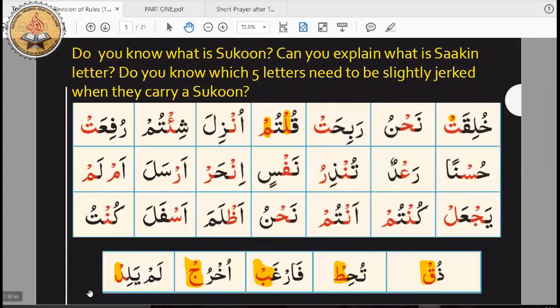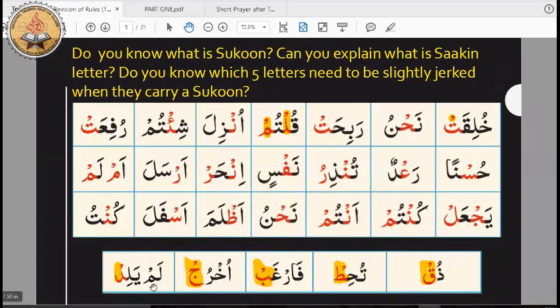Now again, there are two sakin letters over here, Mim and Dal. Mim has sukoon, Dal also has sukoon, but Dal is one of the five letters of the kalkala rule. That's why when we join the lam to the Dal, we do it with a bit of force. So we would say lid over here, okay? Whereas over here, the Mim is not one of the five kalkala letters. That's why we would just simply join the lam to the Mim. Lam.